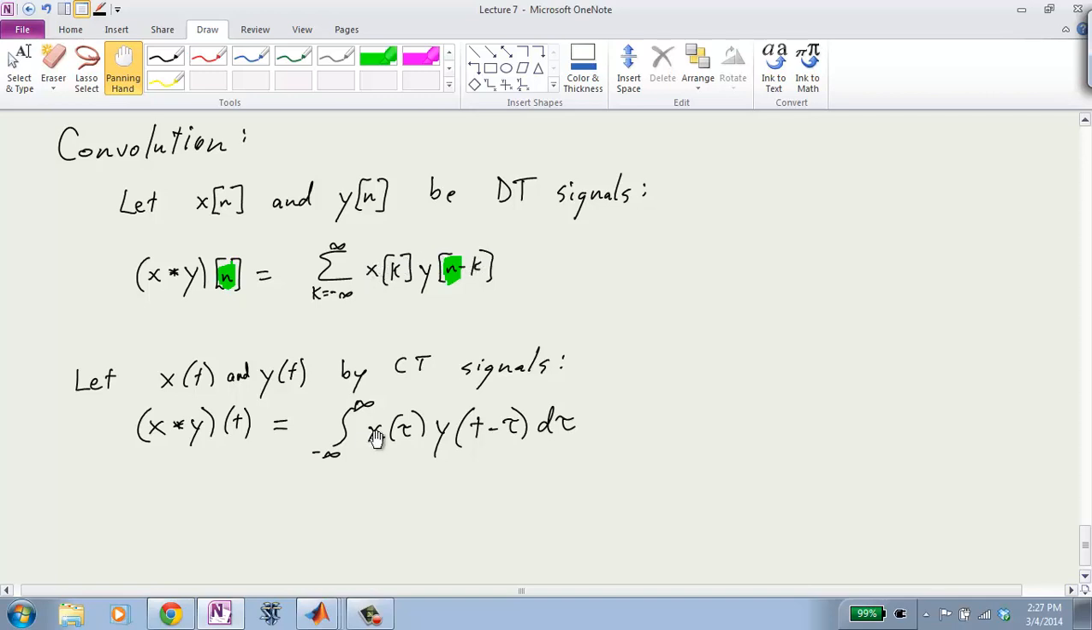For continuous time, it's the same thing. You see capital T here, little t is the independent axis of the result. So for each time of the resulting signal, you fix little t. And y is then flipped and shifted because this integral is with respect to tau. So let's think of tau as the variable. Then this is flipped in time and shifted by little t. Then you multiply the two and you integrate.